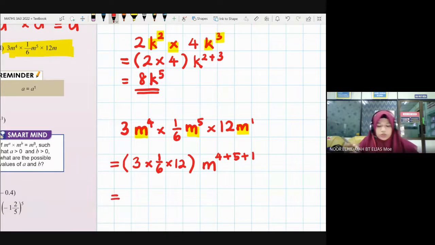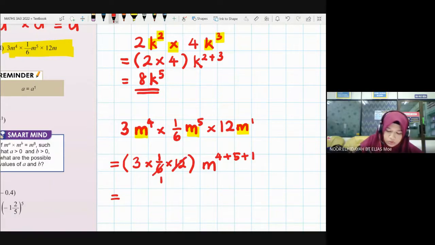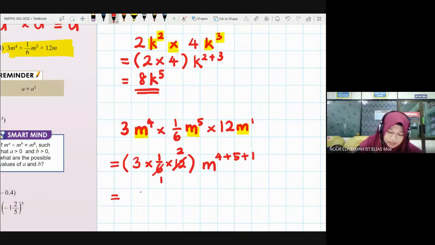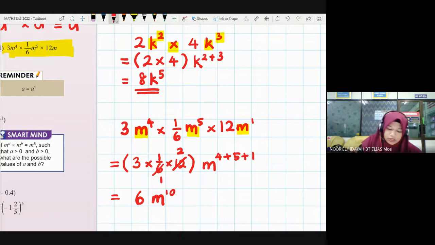Okay, 3 times 1 over 6. This one you can simplify. 1 over 2. Kemudian dapat apa? 6. Dapat 6. 6M to berapa? To the power of 10. Pastikan bila tulis indeks tu kecil saja di atas. Jangan awak bagi sama besar saja, supaya bezakan antara base dengan indeks.